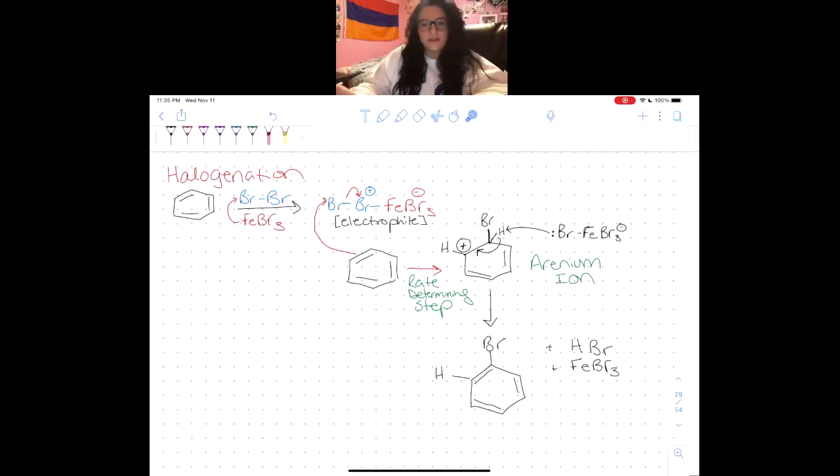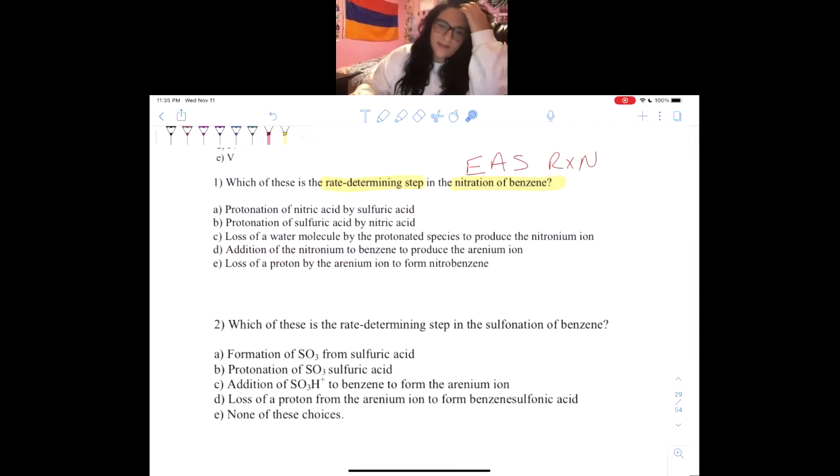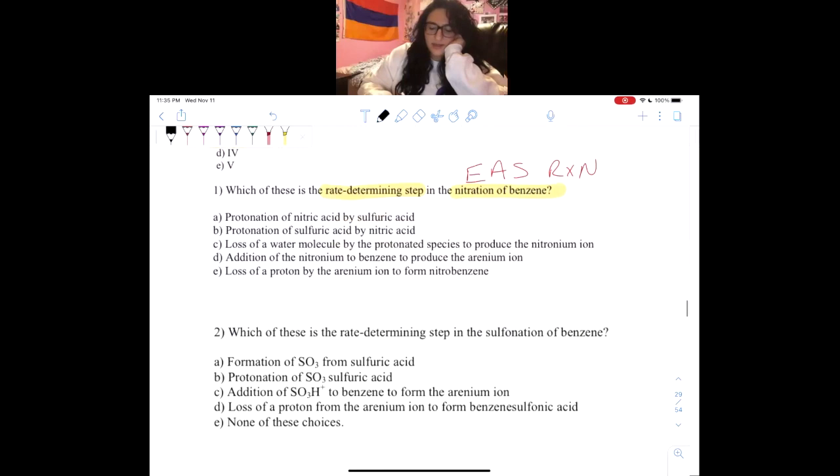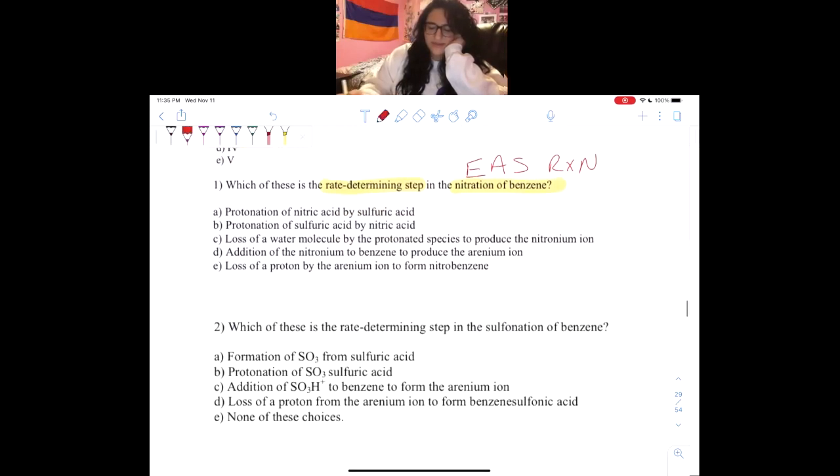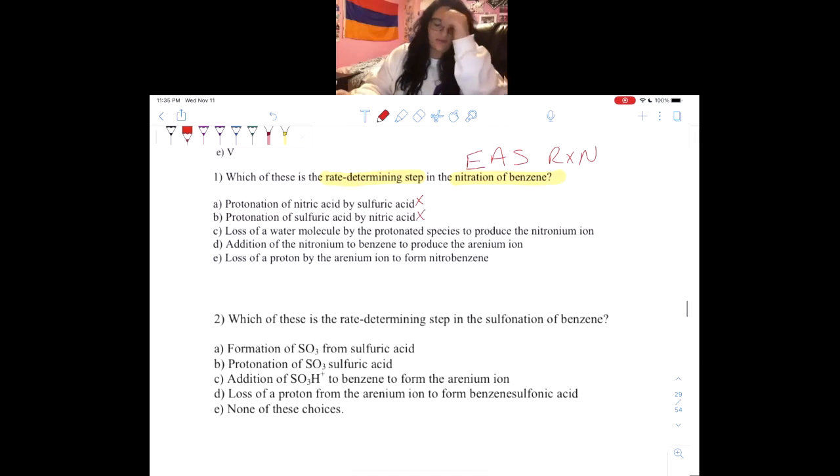So going back to our question, the rate determining step would not be the protonation of nitric acid by sulfuric acid. Loss of water to produce the nitronium ion, that doesn't make any sense. Addition of the nitronium ion to produce the arenium ion, that sounds really good. Loss of the proton by the arenium ion, no, that doesn't make any sense according to our logic. So D is our correct answer.